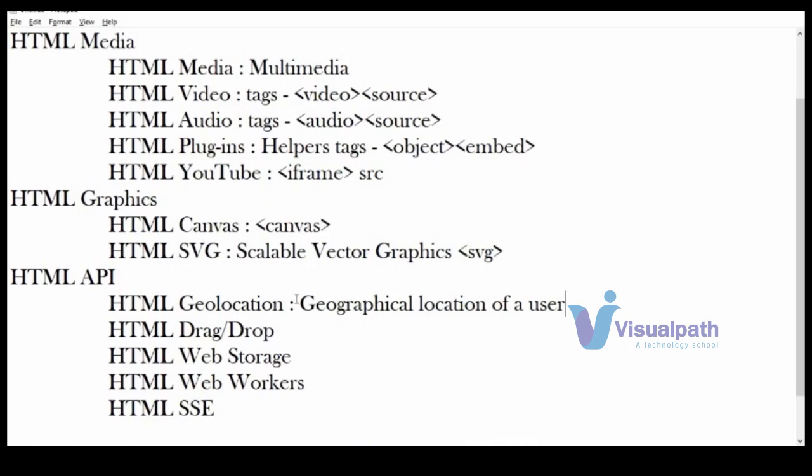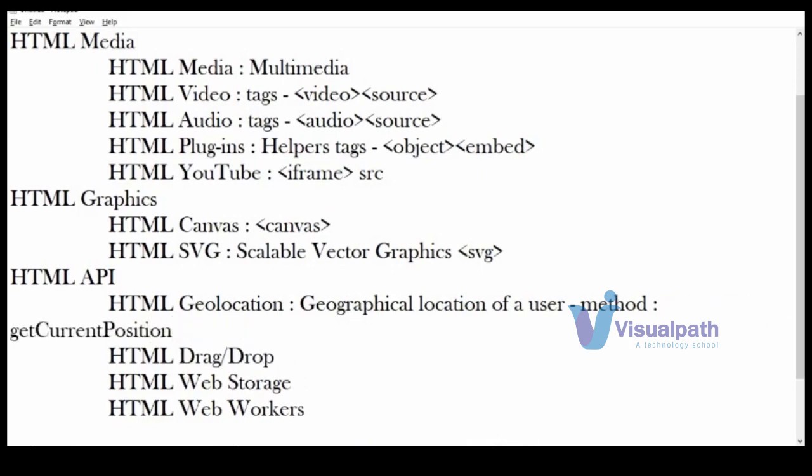We make use of a method. Sorry, that is the getCurrentPosition method. Okay, so with the help of this method, that is getCurrentPosition, we'll get the position or the geolocation of the user. I want to repeat it again, that until and unless the user permits it, it will not work. Okay, so now the next one is drag and drop.